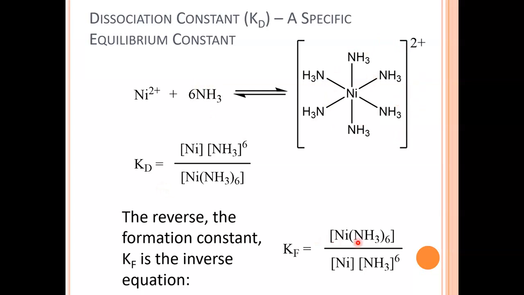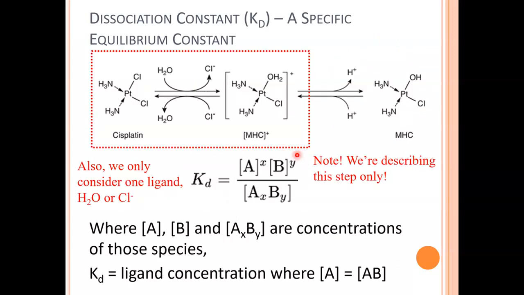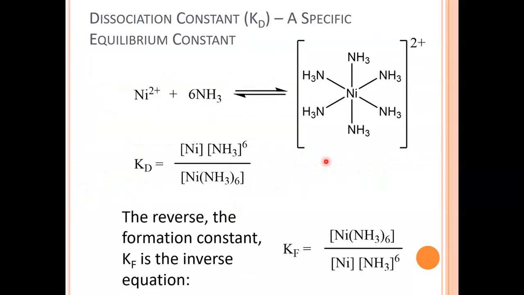So if we go back and we look at this formula, we can plug these things in. On this side at the top, we have our nickel and we have ammonia, and there's 6 of them. So we have to put the 6 up here, and then we form a complex. So this simply sits at the bottom. So that's the dissociation constant. This is the constant for this to fall apart or dissociate to this.